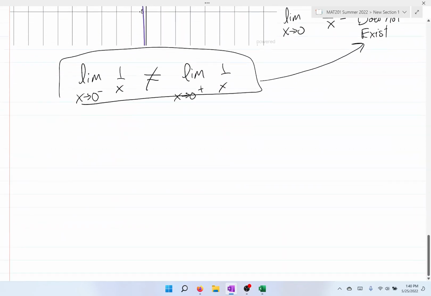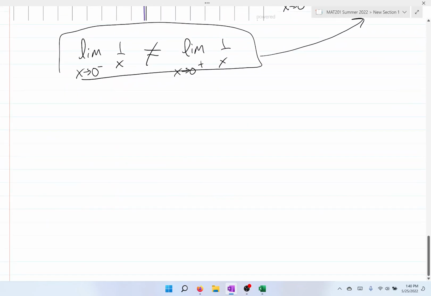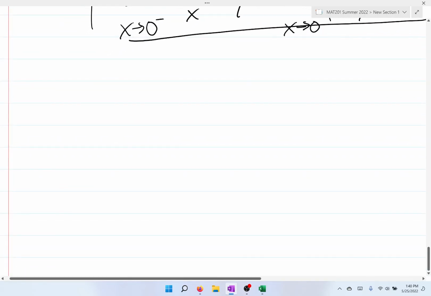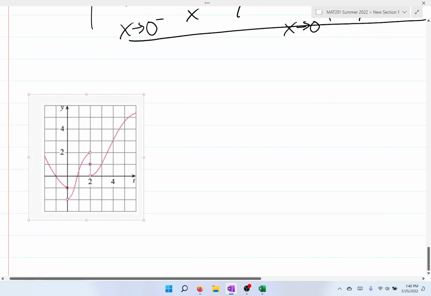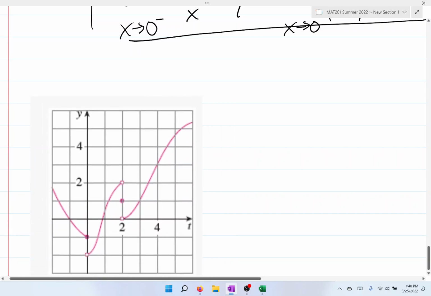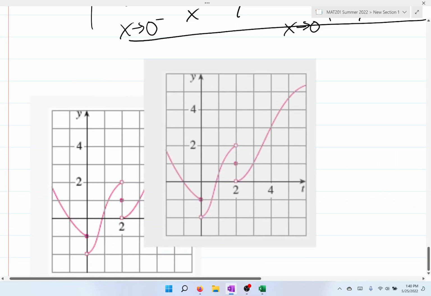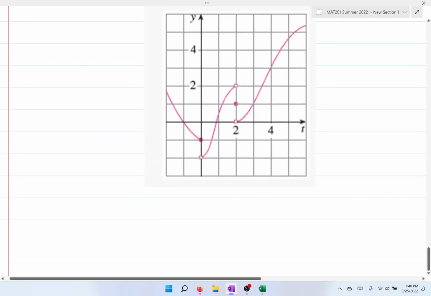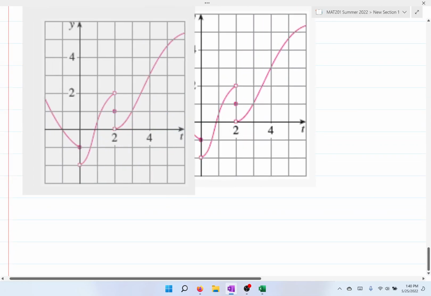So the last thing I want to do is do an example that summarizes everything that we're talking about here. All right, so let me go ahead and just copy and paste this. So there we go. Here's a nice little graph. It's not exactly the prettiest thing, but it'll work. And what we're going to do is answer a bunch of questions here.